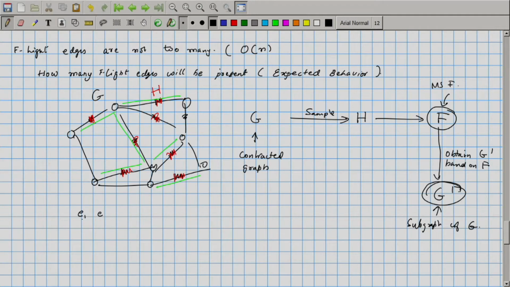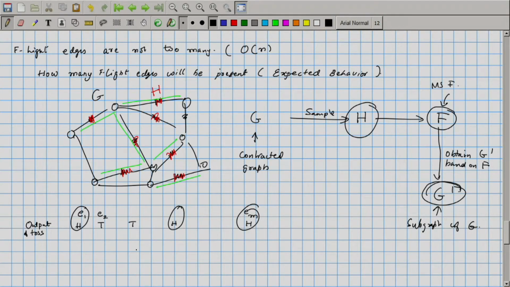So, we want to figure out which are the edges that would remain in G prime. After that contraction phase and after throwing out certain edges based on the intermediary minimal spanning forest, what are the edges that would remain? How many such edges would be there? Look at the edges in the contracted graph, let us call them E1, E2, up to Em. This m is not the total number of edges in the input graph, but the number of edges in the contracted graph. What we had done is we toss a coin. Let me denote the output of the coin toss: heads, and some of them will be tails, tails, heads. The heads are the ones that I would pick to obtain the graph H.